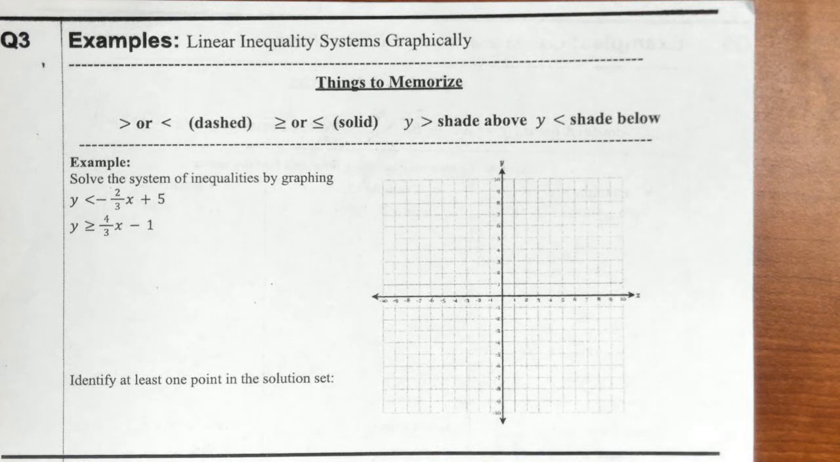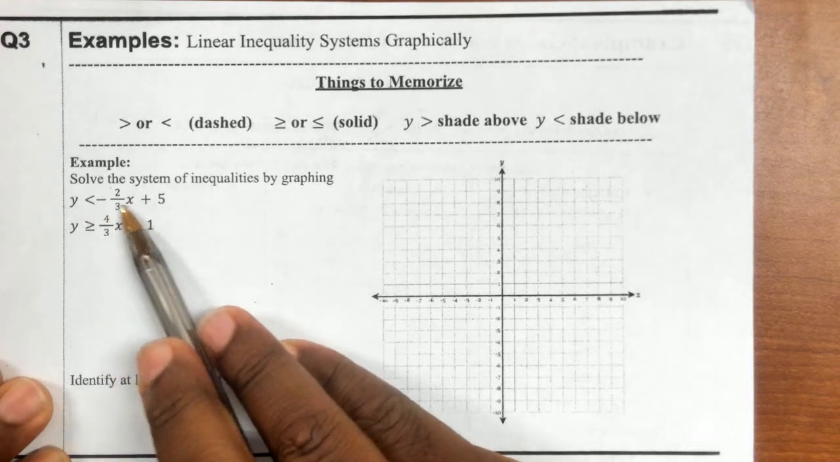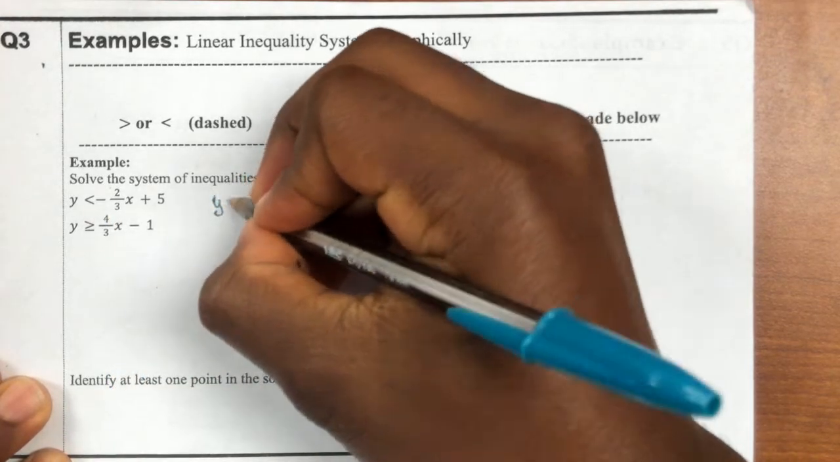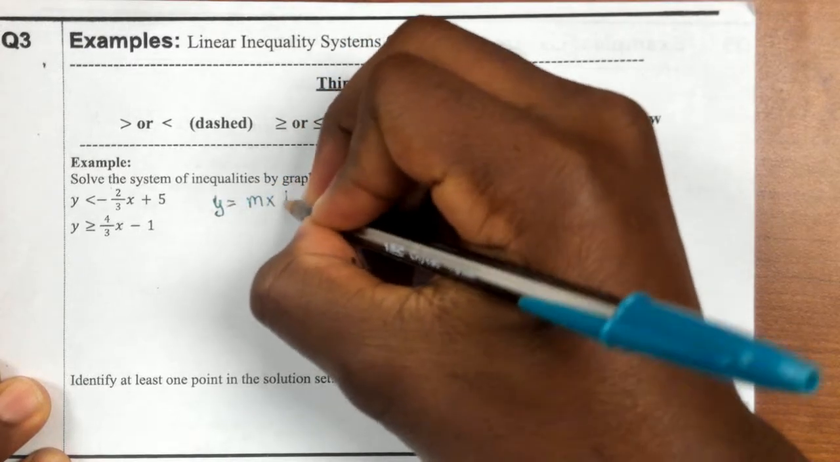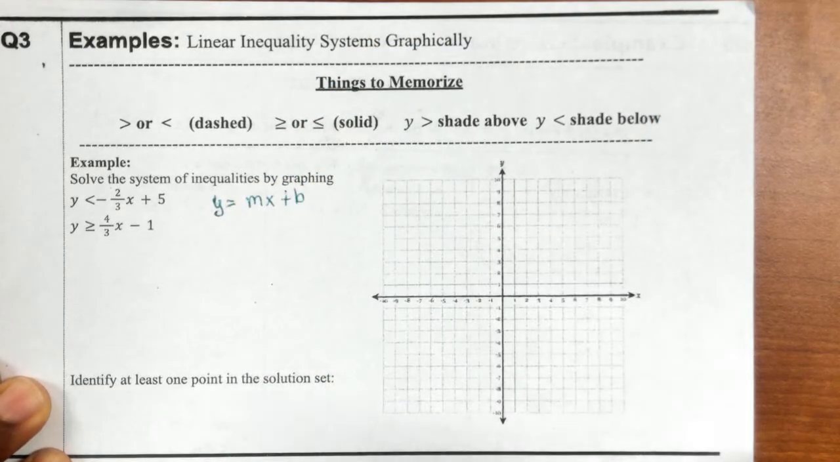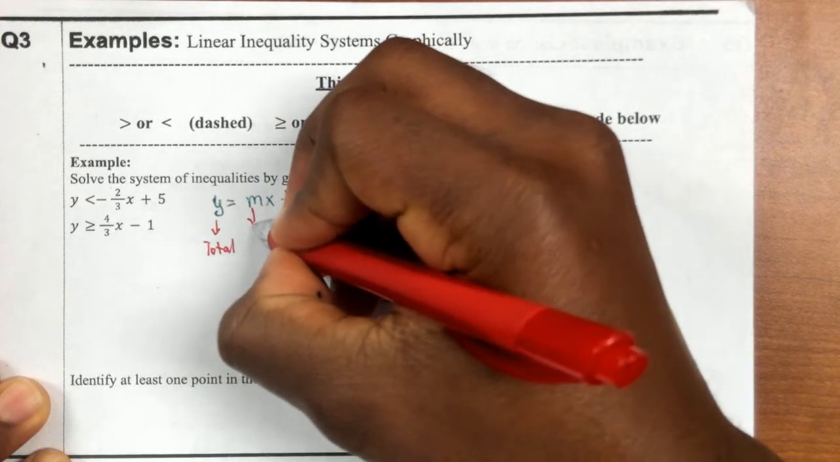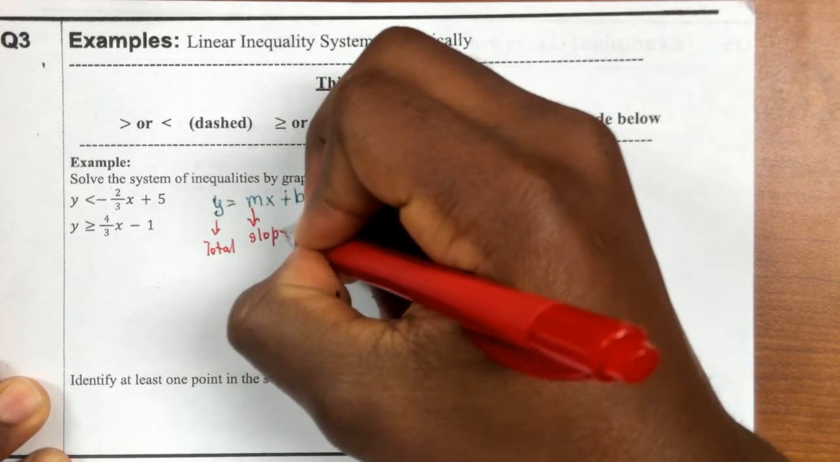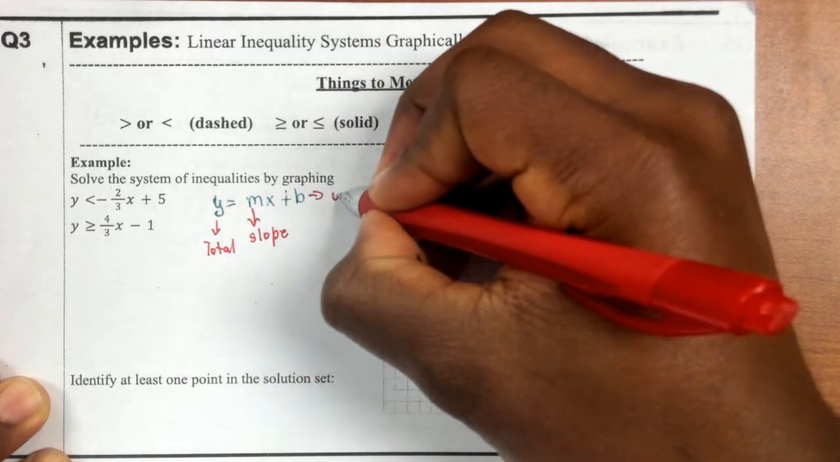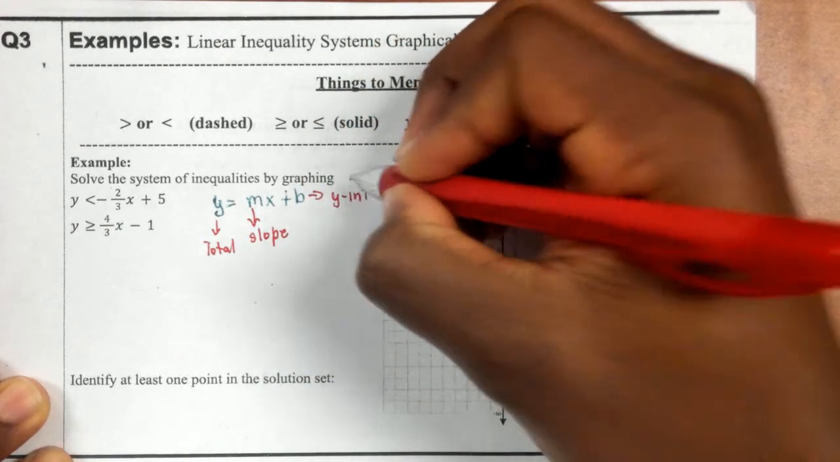Question number 3 wants us to evaluate what the linear inequality system would look like graphically. So first things first, you need to make sure that your equation is in the form y equals mx plus b, where y would represent your total.